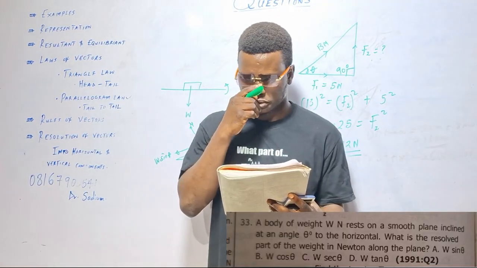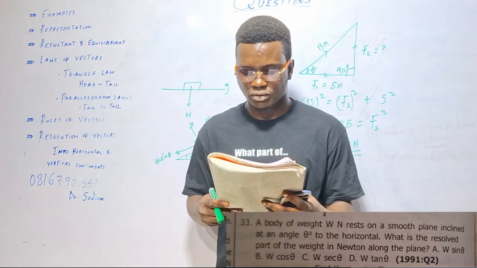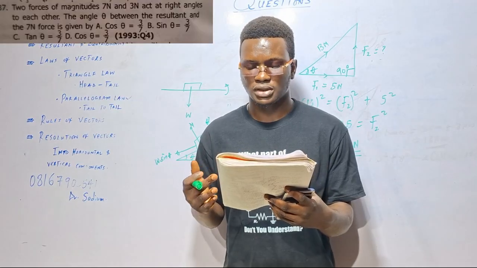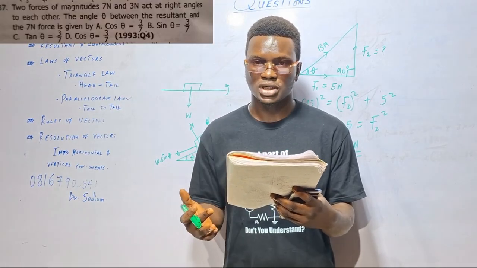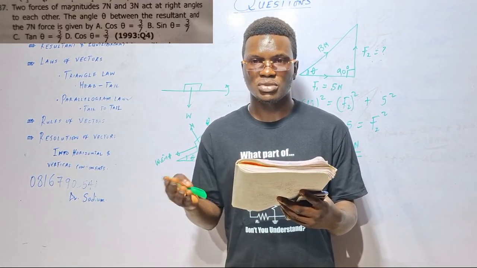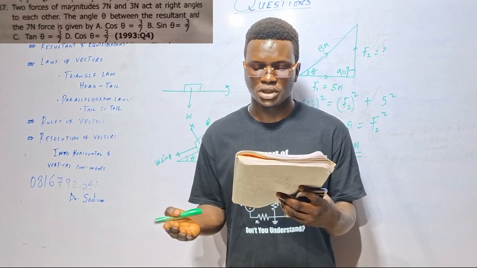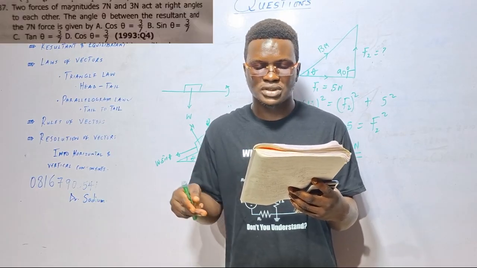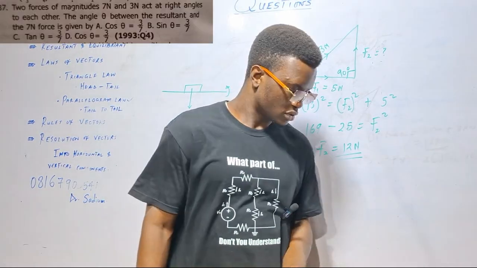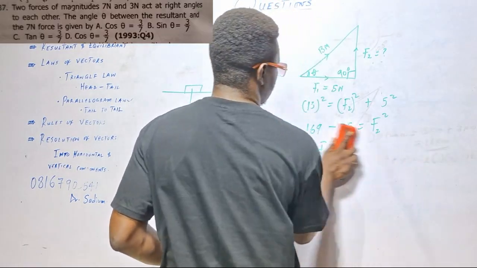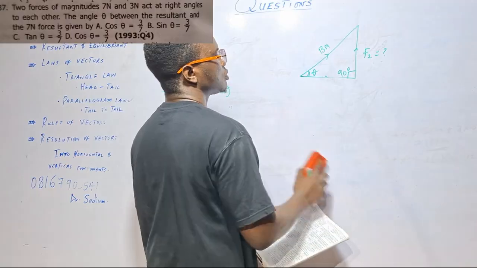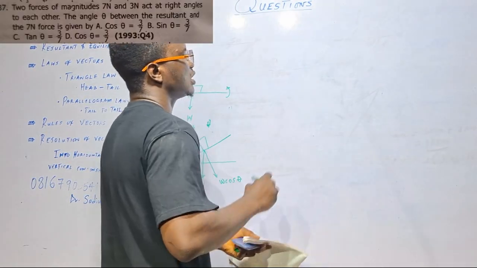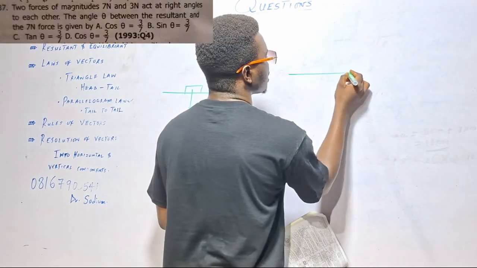So let's move on. The next thing, question 37: two forces of magnitude 7 Newton and 3 Newton act at right angles to each other. What does that mean? They are acting at 90 degrees to each other. The angle theta between the resultant and the 7 Newton force is given by. So they already told you what. If two perpendicular forces act at right angle to each other, it's almost like what we have been doing.